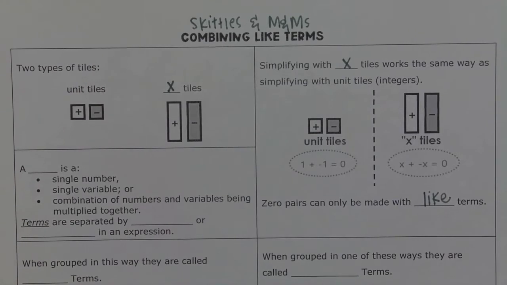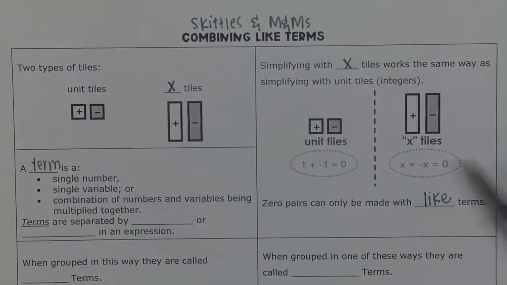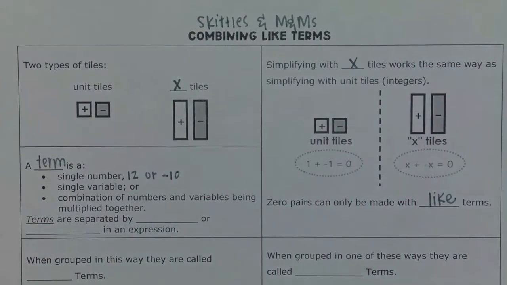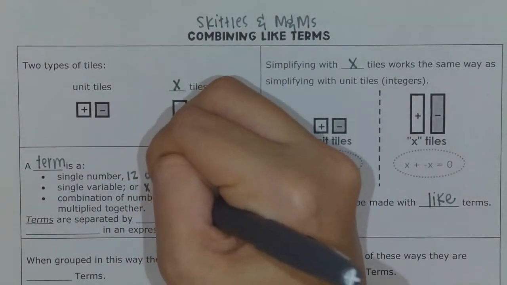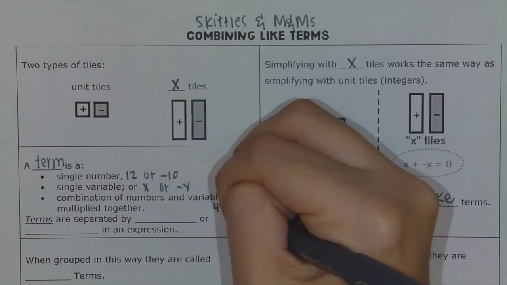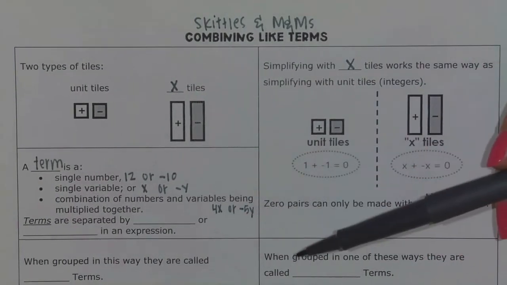Now, we keep saying the word term. So let's talk about what a term is. A term can be 3 different things. A term could be a single number, like the number 12, or the number -10. Okay, one single number. Those are both considered terms. A term could also be a variable like x or -y. Both are just a single variable. Or it can be a combination of numbers and variables together, like 4x or -5y. All of these are examples of terms.